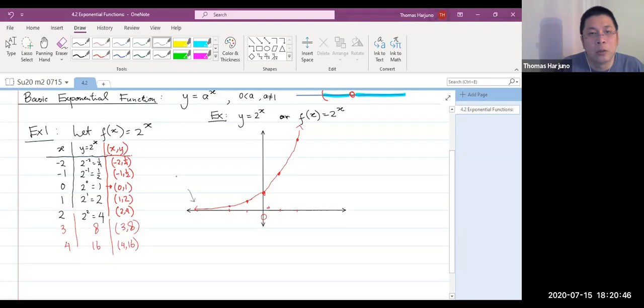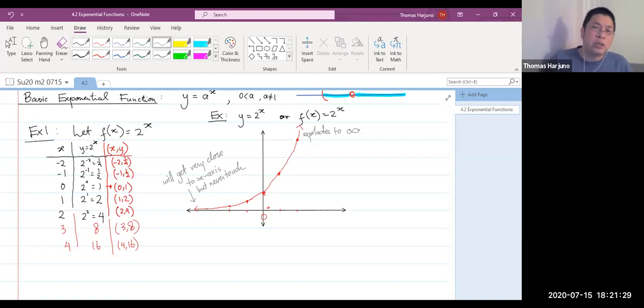will get very close to the x-axis, but never touch. But on the right hand side, because it keeps on multiplying by 2, it will explode eventually and go to infinity.